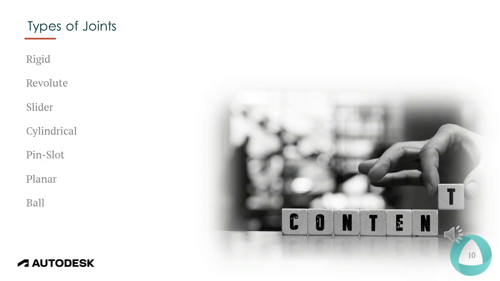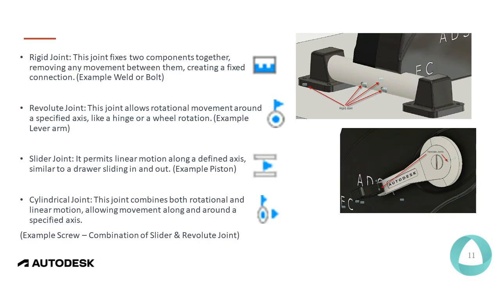These are the types of joints that is available in Fusion 360. You have the rigid joint, the revolute joint, the slider joint, cylindrical, pin slot, planar, and the ball joint. So let's have a look further into these joints and how they work. First, we have the rigid joint. This joint fixes two components together, removing any movement between them, creating a fixed connection. An example of that would be a weld or a bolt. Next, we have the revolute joint. This joint allows rotational movement around a specific axis, like a hinge or a wheel rotation. An example would also be a lever arm.